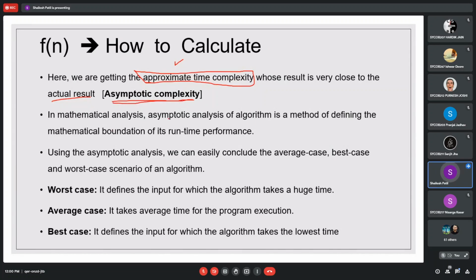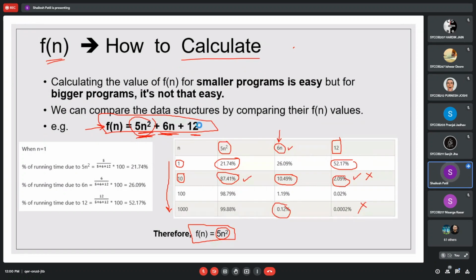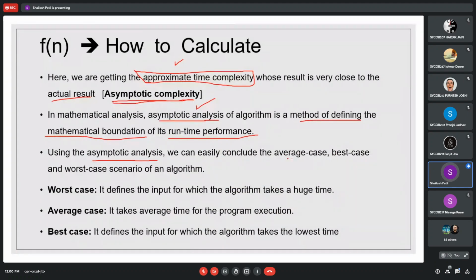So in basic mathematical analysis, asymptotic analysis of an algorithm is what we have to focus on now. Asymptotic analysis is a method of defining the mathematical bounding of its runtime performance. It tells how efficiently that particular program is running, and we use asymptotic notations for it. Using asymptotic analysis, we can easily conclude the average case, best case and worst case scenarios of an algorithm.